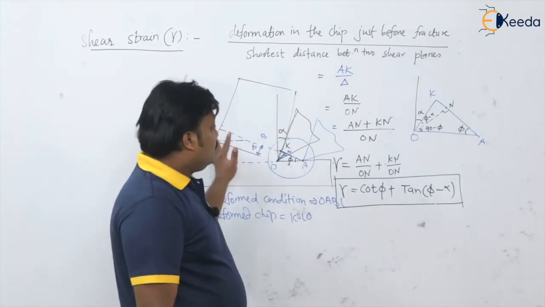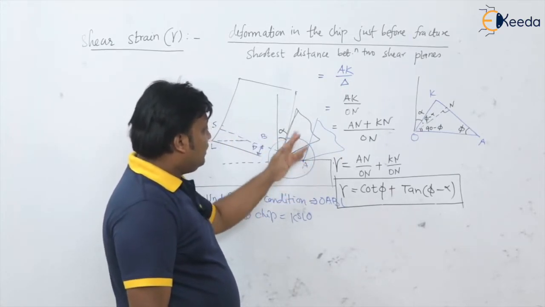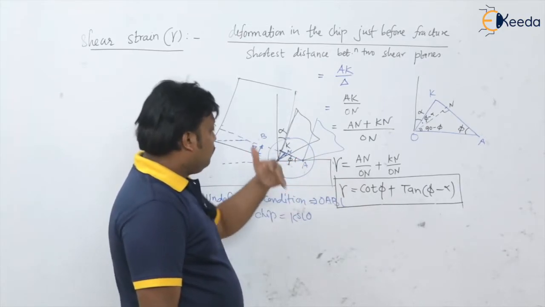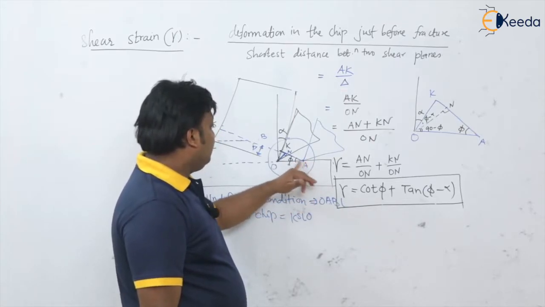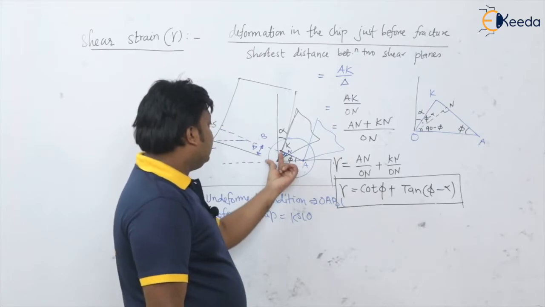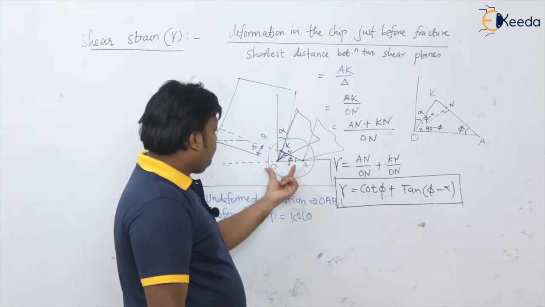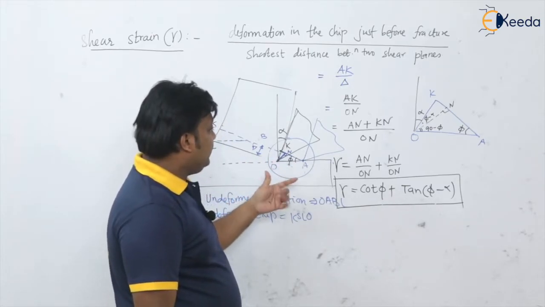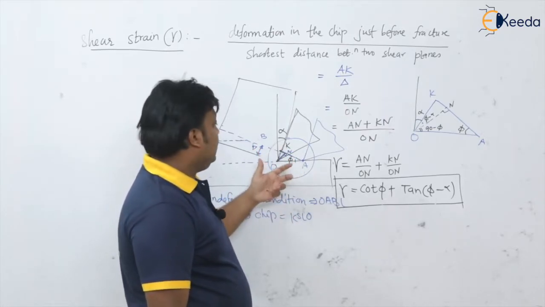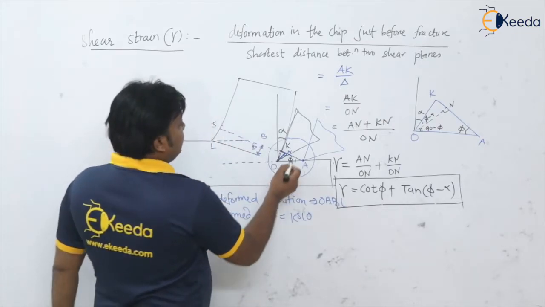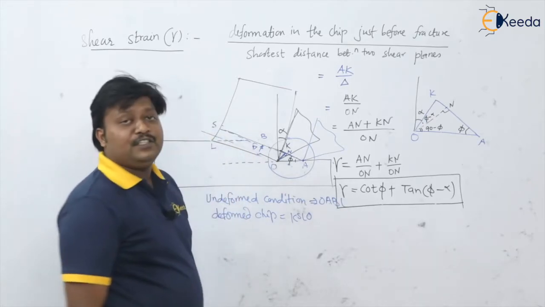So what have we done here? We have the flashback of the cutting tool. Before coming to point A, it was in the past at point A, and at that point, the chip we are getting is in the undeformed manner. So we know the formula for shear strain in metal cutting: the deformation in the chip just before the fracture divided by the shortest distance between the two shear planes is nothing but our shear strain.